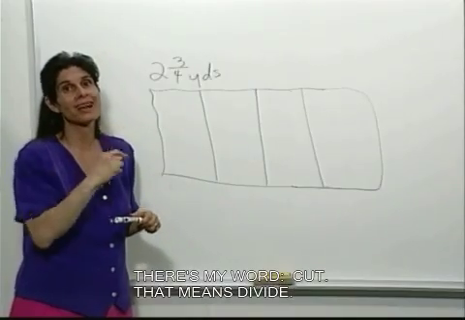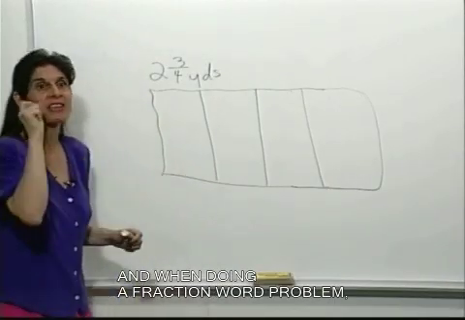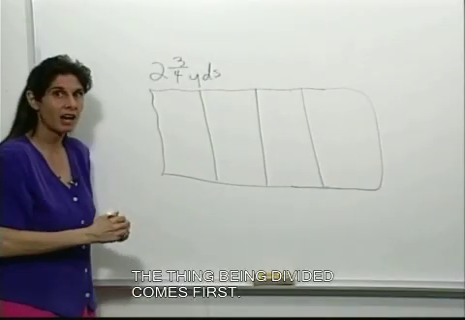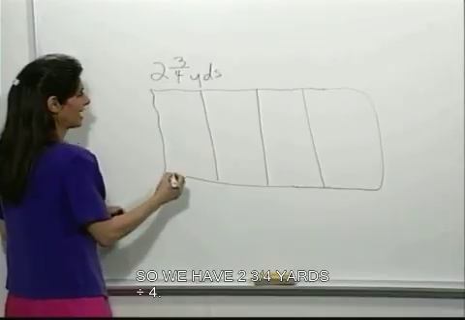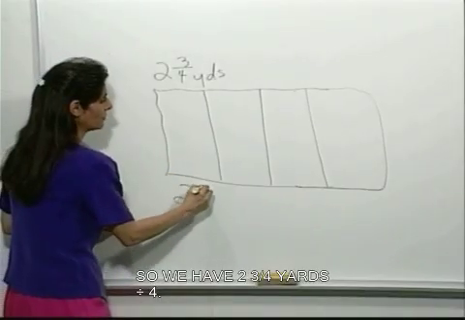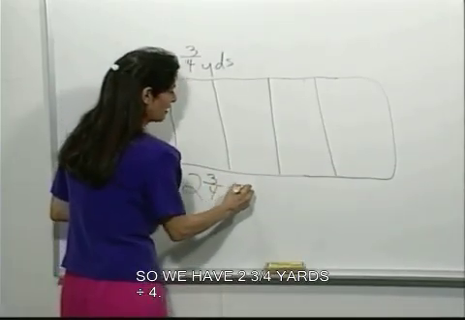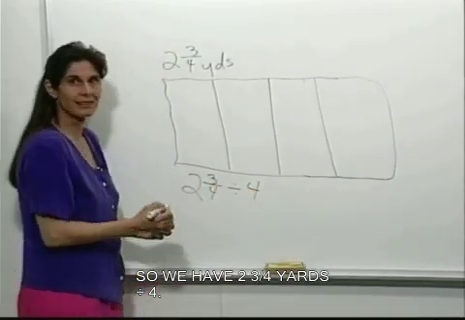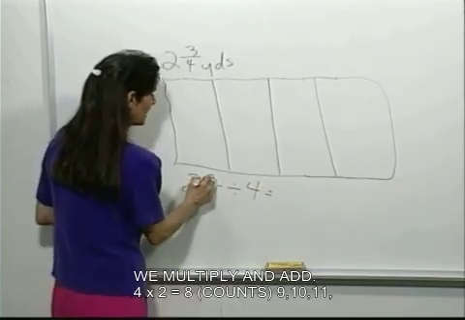Here's my word, cut. It means divide. And when doing a fraction word problem, the thing being divided comes first. So we have 2 3/4 yards divided by 4. And you know how to do this. This is division of fractions. Let's do it. We multiply and add.